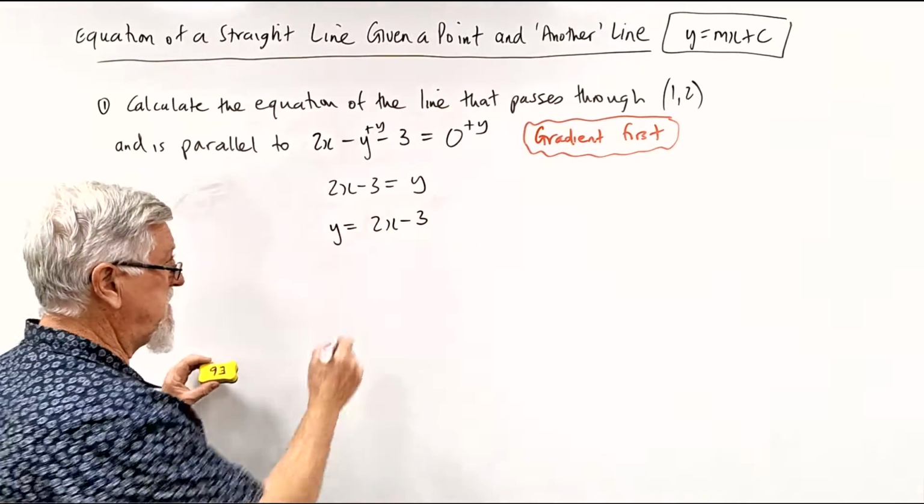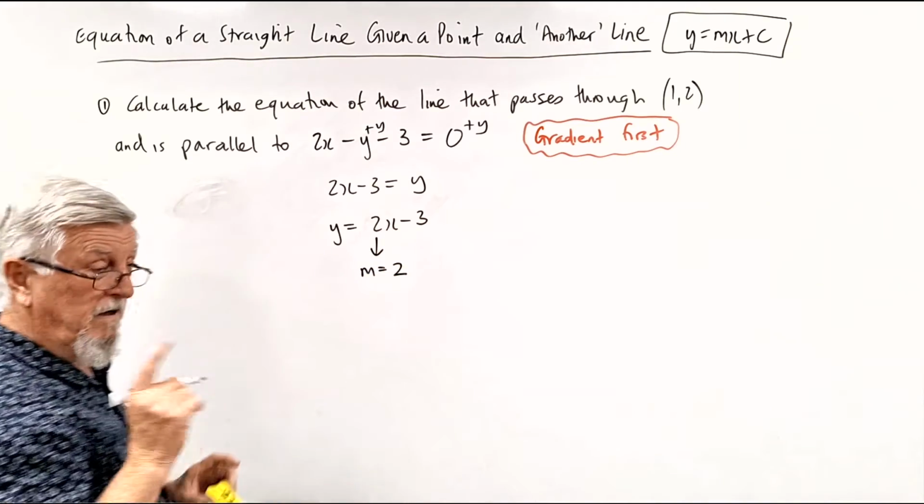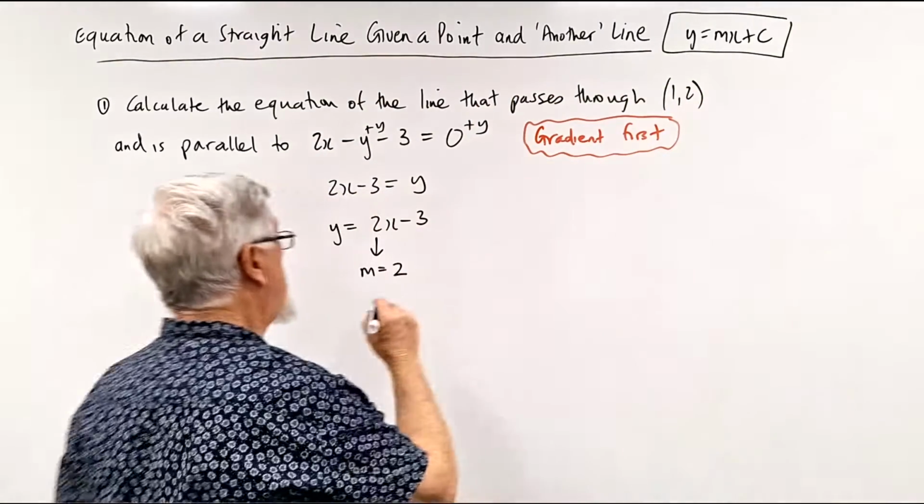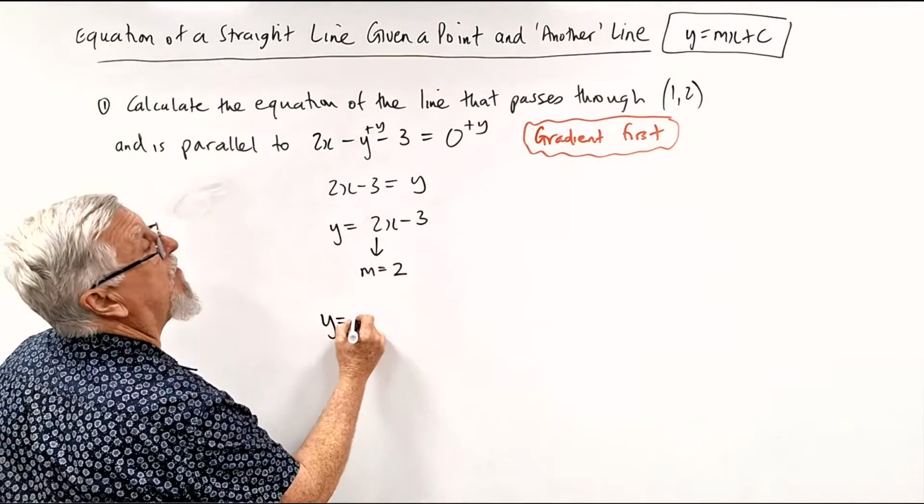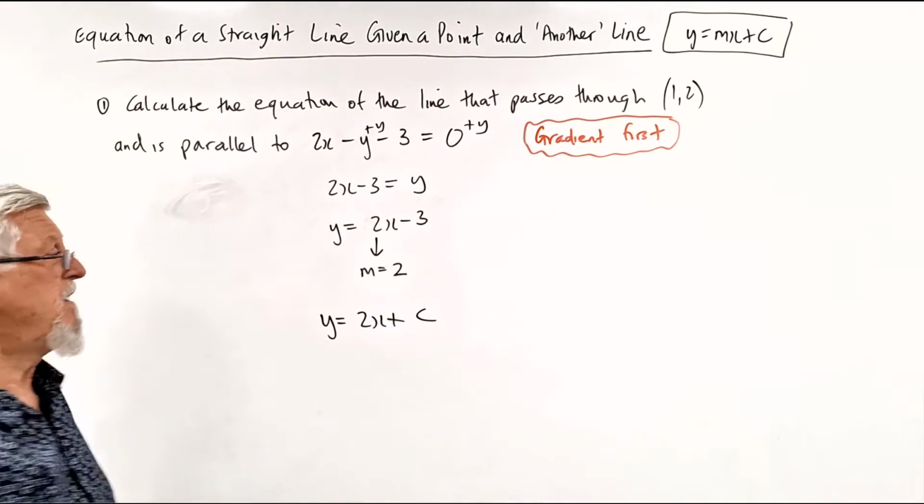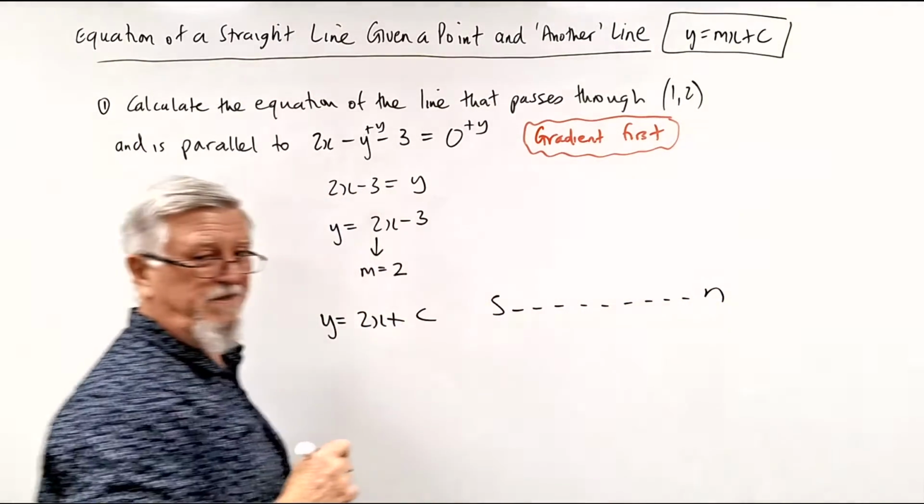And what does that tell us? There we go, it tells us the gradient. The gradient is 2. So go back to the original equation of a straight line. We now know that the equation is y equals 2x plus something. And how do we find that c? Go back to substitution.